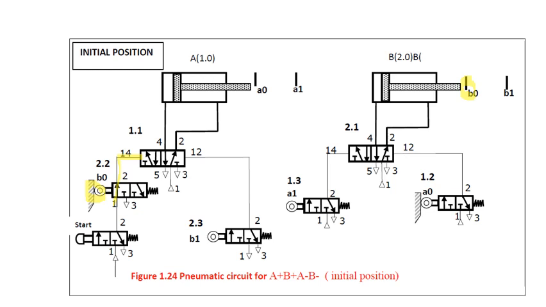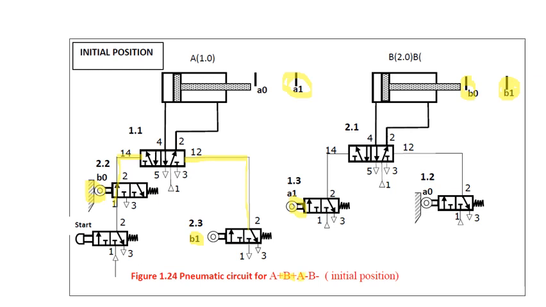First A plus, nothing but cylinder A forward. Then it will generate the signal A1, which will give an input to the memory valve, and that memory valve will give an input to cylinder B to move forward, that is B plus. When B plus is done, the forward movement of cylinder B will hit the limit switch B1. B1 will generate a signal to cylinder A, so that cylinder A needs to retract. That retraction is A minus.